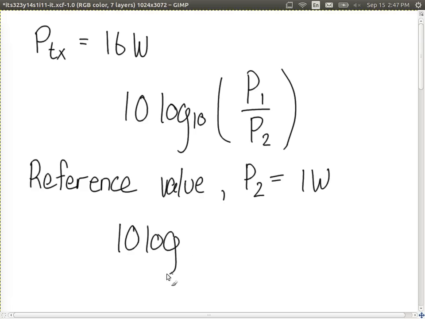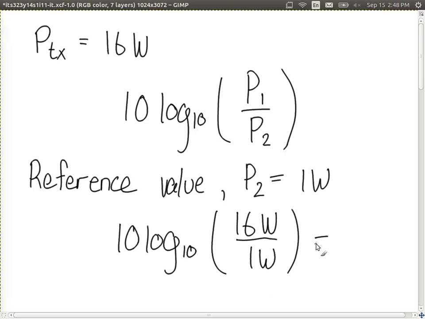Well, 10 log base 10 of our power level, 16 watts, divided by the reference power level of 1 watt. And someone will calculate that for me. What's the answer? Log base 10 of 16, so the watts will cancel out, we're left with 16. 1.2. So times by 10 is 12. Is that right? So log of 16 is 1.2 times by 10 is about 12 dB. That is, 16 relative to the reference point is 12 dB.